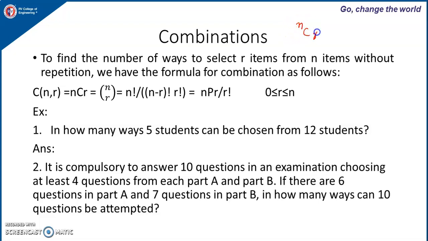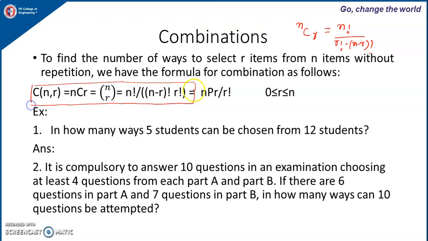So nCr is the formula for combination, that is nothing but n factorial upon r factorial into n minus r factorial. We can also represent it by C(n, r), and that is n factorial upon n minus r factorial into r factorial, and that is nothing but nPr upon r factorial. So what was nPr? nPr was n factorial upon n minus r factorial, and nCr is equal to nPr upon r factorial. So we will get this formula only.